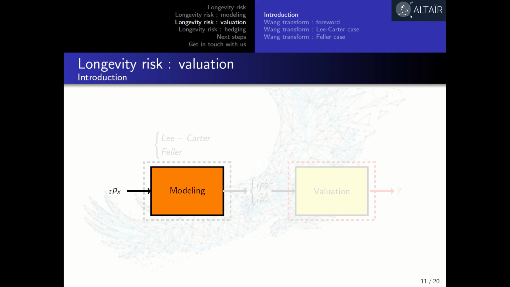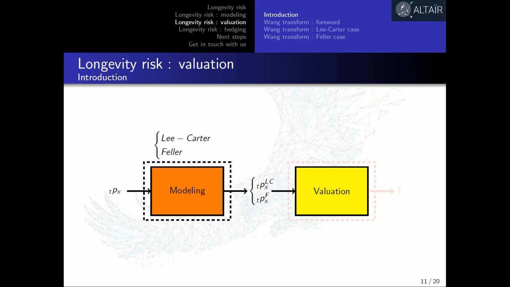Back to our storyline, where we can now answer quite trivially the two previous questions. We have used the Lee-Carter and Feller stochastic models in order to get as outputs Lee-Carter and Feller survival probabilities respectively. Now, these probabilities will be used in the context of valuation of longevity-linked derivatives. So the same two questions arise. Which valuation method are we going to use? And what are we going to obtain as outputs?